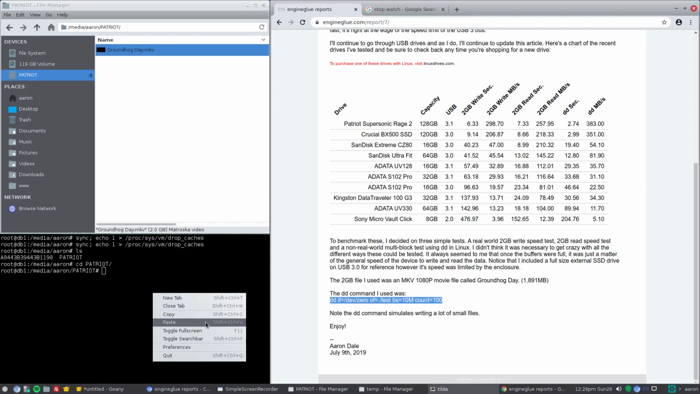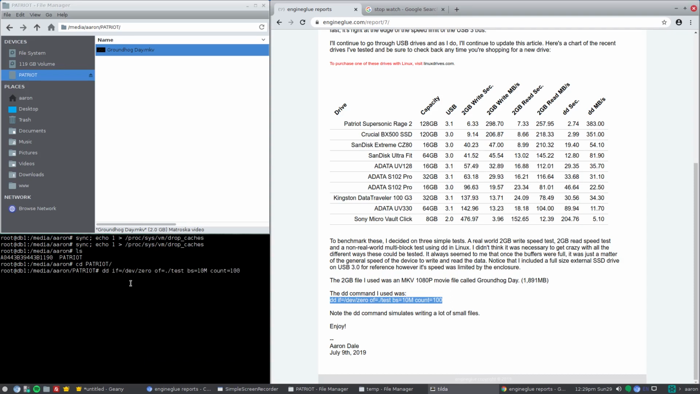And I could just copy and paste this. Essentially, what this is doing is it's taking an input file of zero data, and the output file is going to be just a test file. Simulated files will be about 10 megabytes each, and it'll write 100 of them. So that'll be about a gigabyte. And we don't have to worry about a stopwatch on this one because DD will give us the results of the test. And there we go, it took a little over 3 seconds.